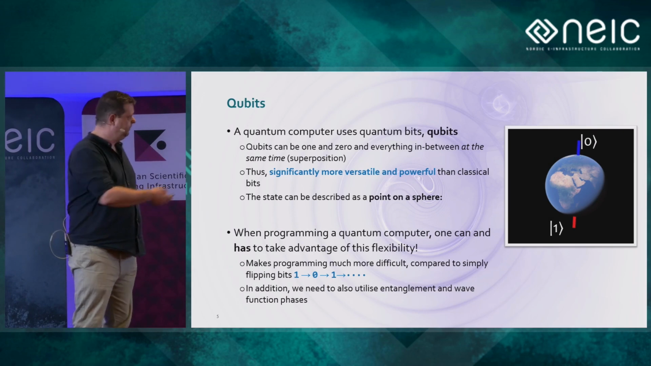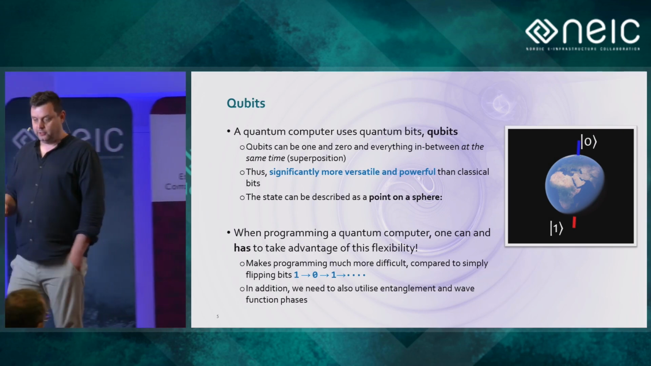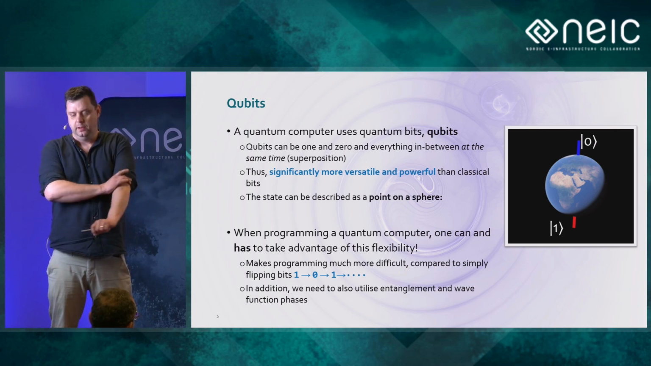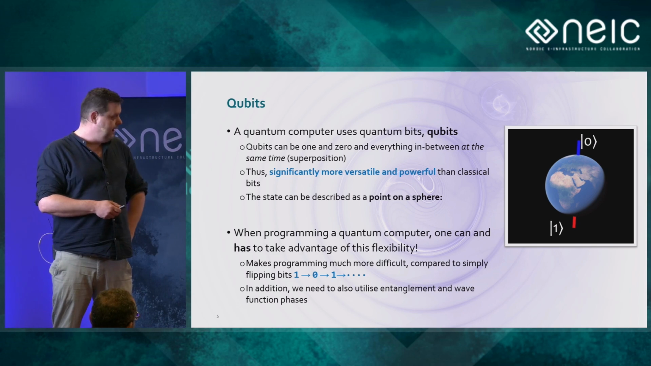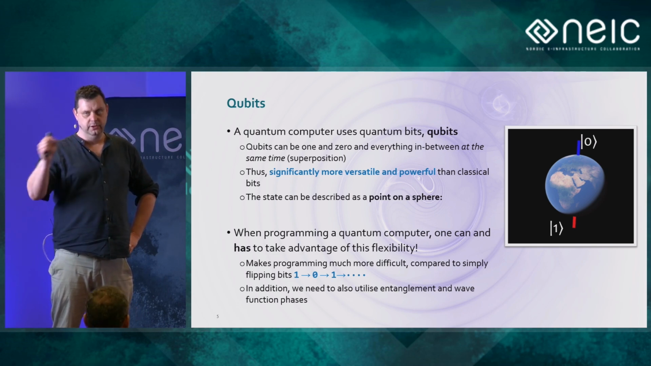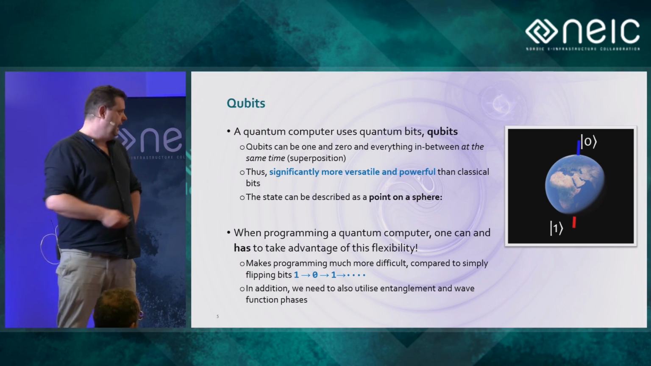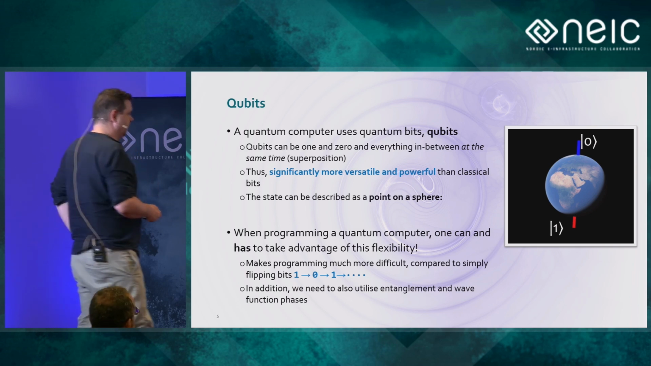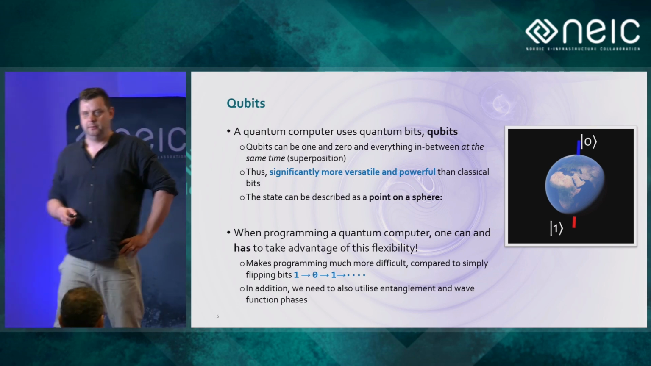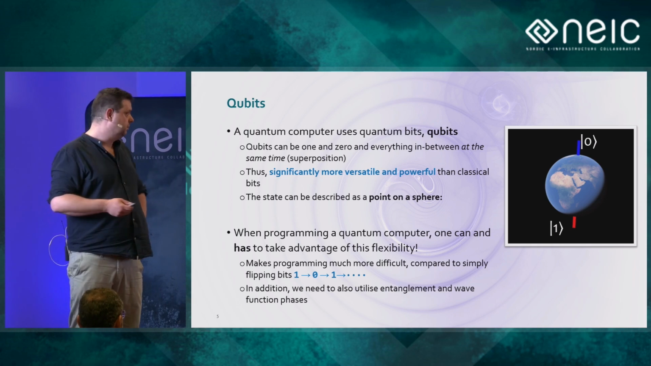Okay, well, it's difficult without a pointer, but we can think of this sphere as the globe. So the value of 1 qubit is somewhere on the surface of Earth. And a classical bit, on the other hand, can only have 2 values, 0 or 1, so it can be either at the North Pole or the South Pole.